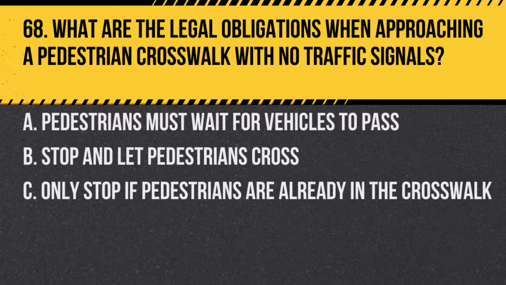Question 68. What are the legal obligations when approaching a pedestrian crosswalk with no traffic signals? A. Pedestrians must wait for vehicles to pass. B. Stop and let pedestrians cross. C. Only stop if pedestrians are already in the crosswalk. Answer: B. Stop and let pedestrians cross. Drivers are legally obligated to stop and allow pedestrians to cross at crosswalks, regardless of whether there are traffic signals.